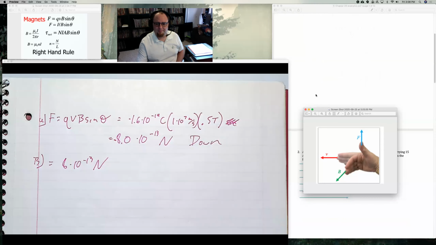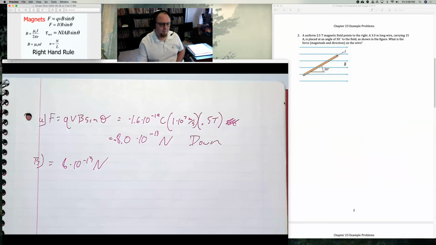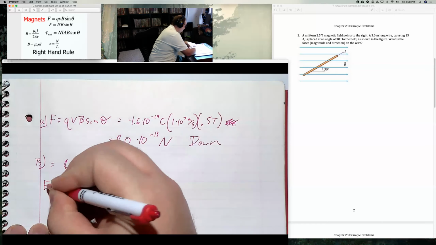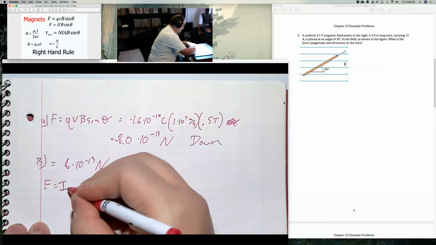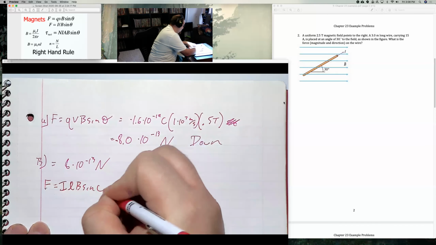Let's go to the next one. This next one says, a uniform 2.5 Tesla magnetic field points to the right. A 3-meter long wire carrying 15 amps is placed at an angle of 30 degrees to the field, as shown in the figure. What's the force? Well, now I want the force on a wire. And the force on a wire is ILB sine theta.